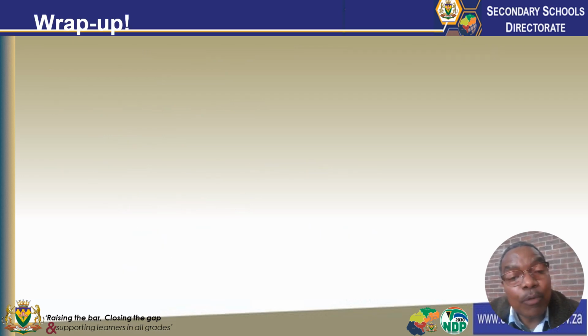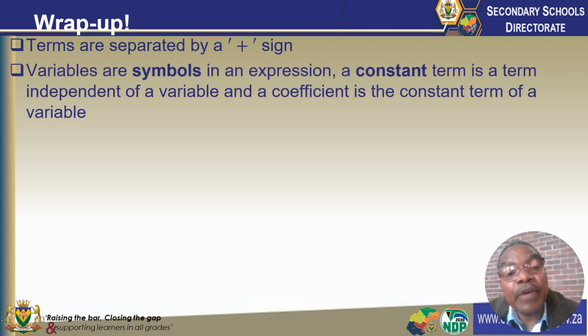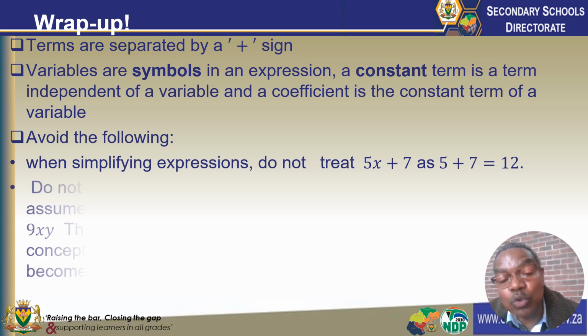So, a summary now for the wrapping up. The terms are separated by the positive signs. Keep in mind that variables are symbols in the expression, constant terms are the terms independent of variables, and a coefficient is the constant term of the variable. Now, as a learner, you must avoid the following. When you're simplifying an expression, do not treat 5x plus 7 as 5 plus 7, which means you are adding them like like terms, which is not the same thing. This result is equal to 12.